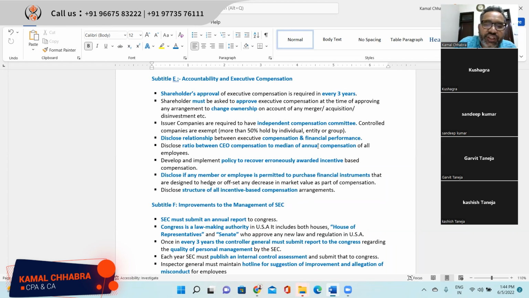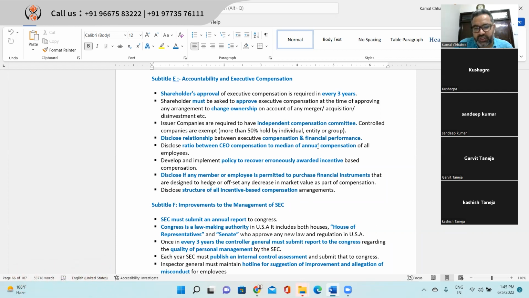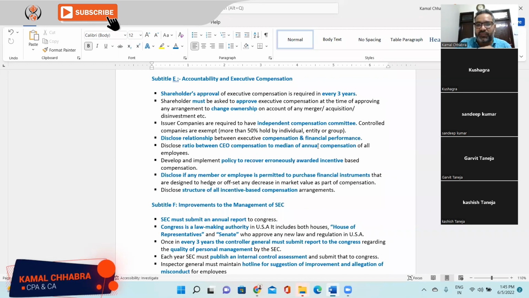For example, if there is a change in ownership on account of any acquisition, merger, or any such reason, then the new shareholders need to approve the compensation, right? Next is issuer companies are required to have an independent compensation committee. Earlier there was no requirement of a compensation committee. Now all listed companies must have a compensation committee, and that committee must have independent directors. They will be approving the compensation, right?